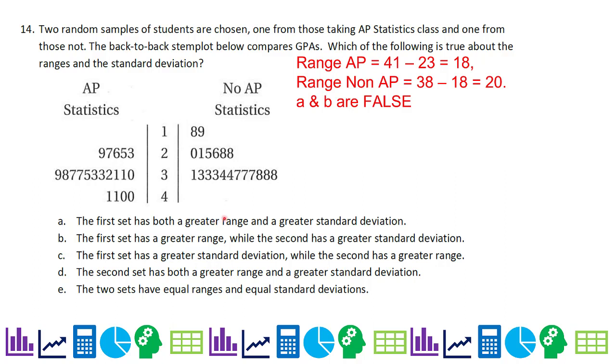Actually, A and B are both false because it says that the first set has a greater range. Now, we know the second set has a greater range, right? So we're pretty sure it's not E either, by the way, because it says they have equal ranges. So we're down to between C and D, which is on standard deviation.